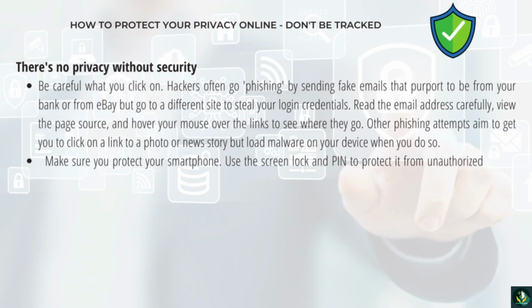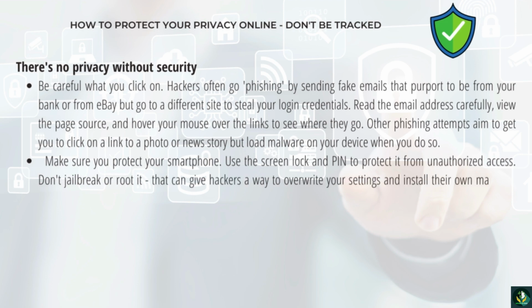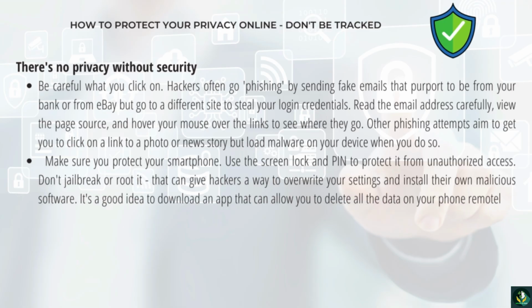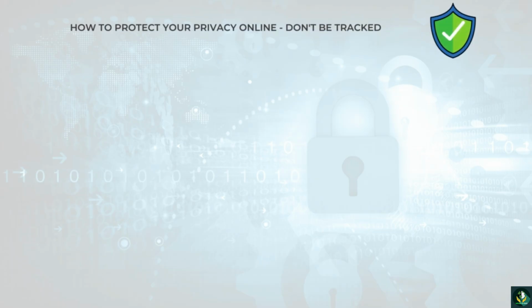Use the screen lock and PIN to protect it from unauthorized access. Don't jailbreak or root it. That can give hackers a way to overwrite your settings and install their own malicious software. It's a good idea to download an app that can allow you to delete all the data on your phone remotely. If your phone is stolen, you can delete your information easily.